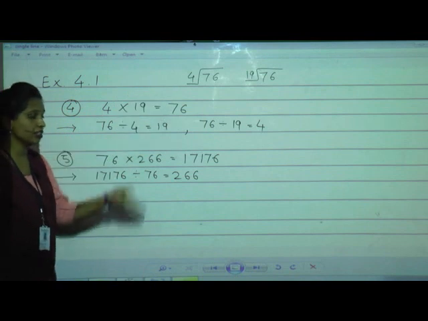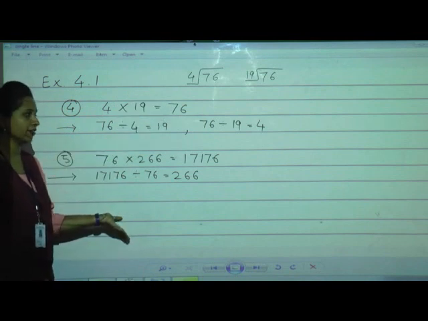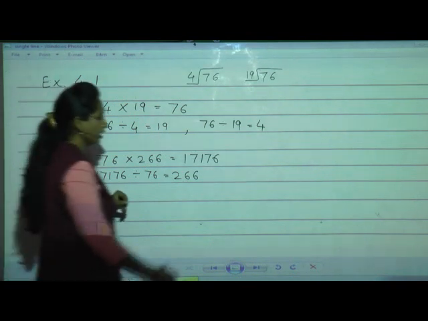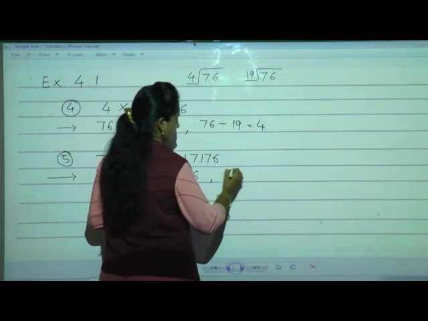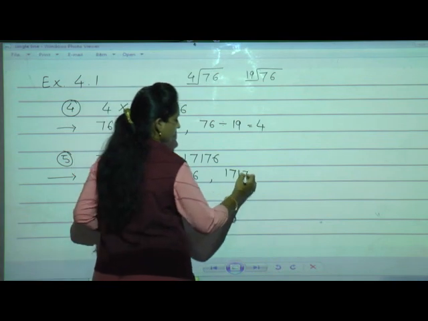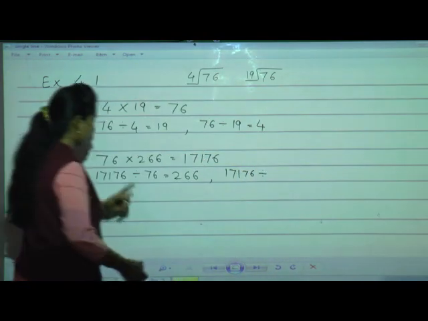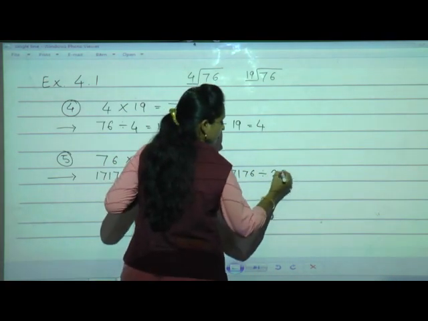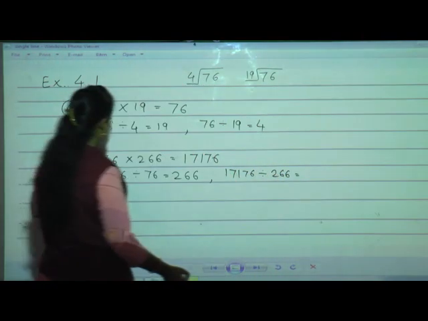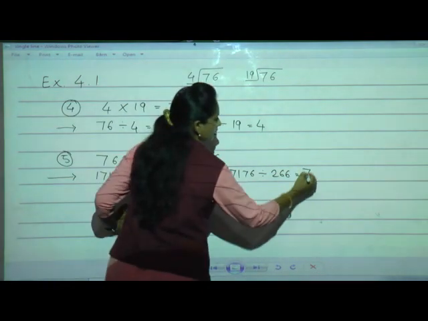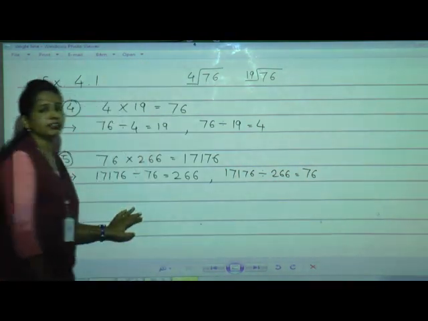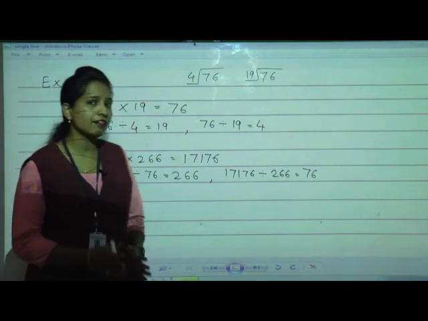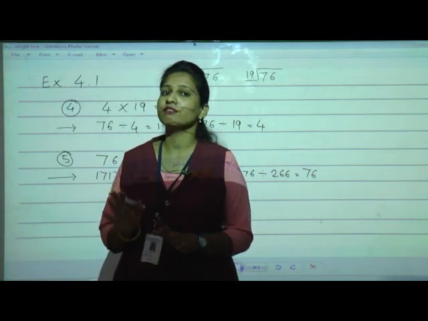How will you do the division? It's too lengthy, so at that time you have to use these properties of division. Okay, again I'll write the same answer. I'll give the division symbol. First I have taken 76, now I'll go with 266. So the answer will come 76. Clear? Understood? Yes, in this way we have completed our exercise 4.15.